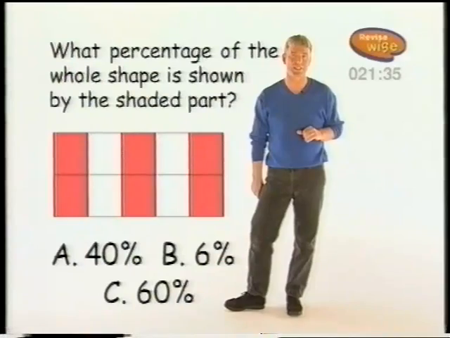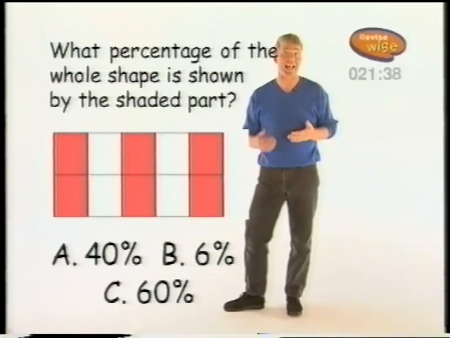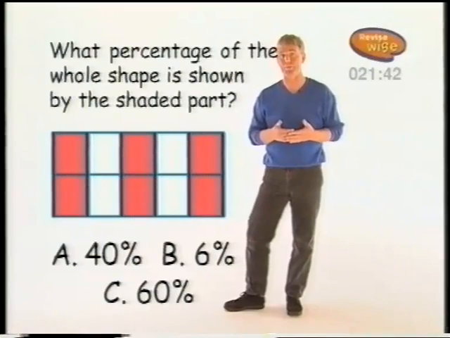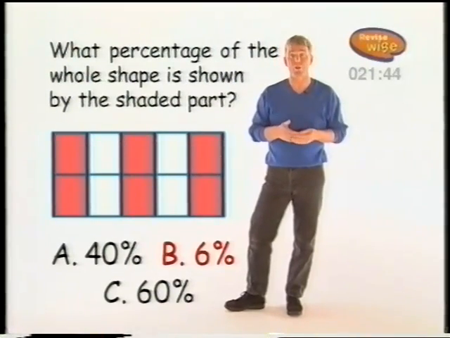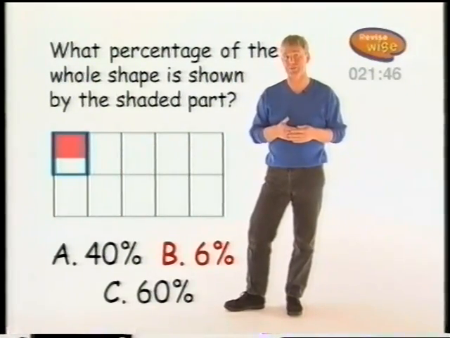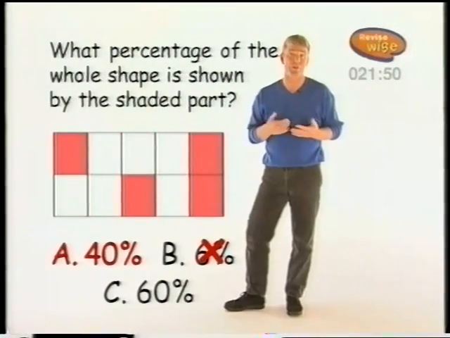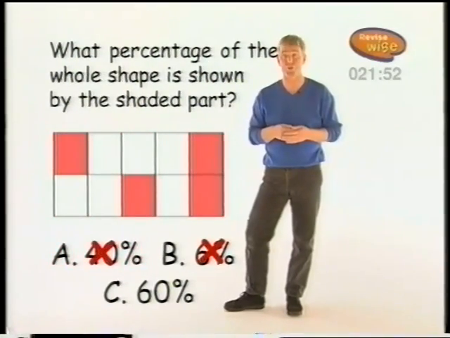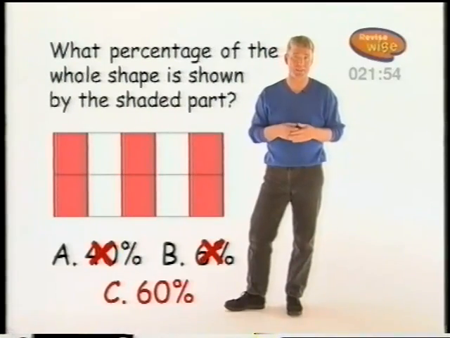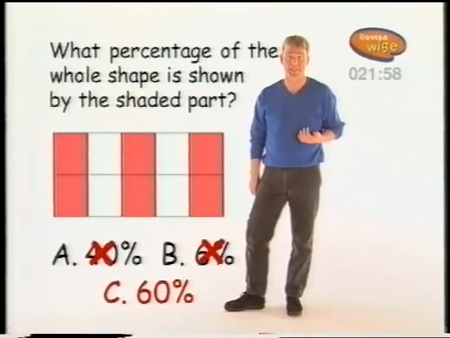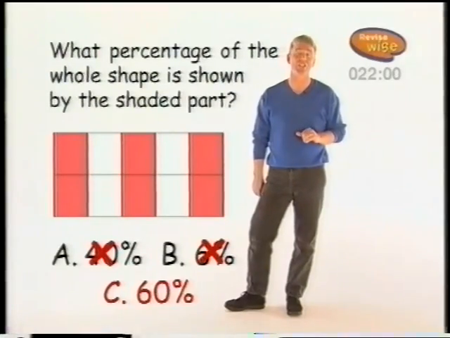There are 10 boxes, and because percent means out of 100, each box must be 10% of the whole. So 6% would be less than one of these boxes, so that's wrong. 40% would be 4 of these boxes, so that's wrong too. 60% would be 6 shaded boxes, which is what we've got, 60%. So the answer is C.